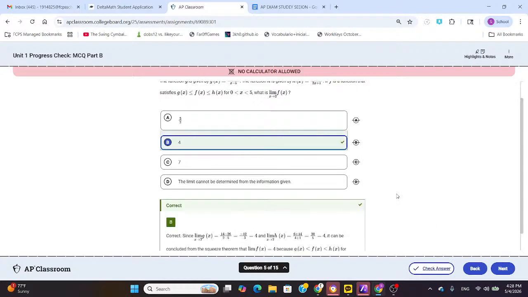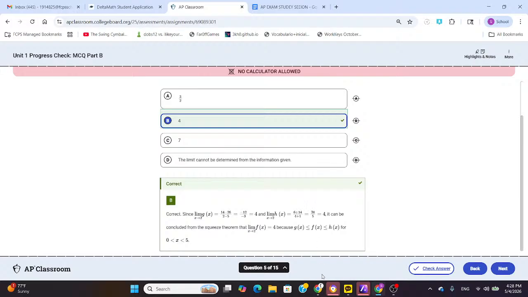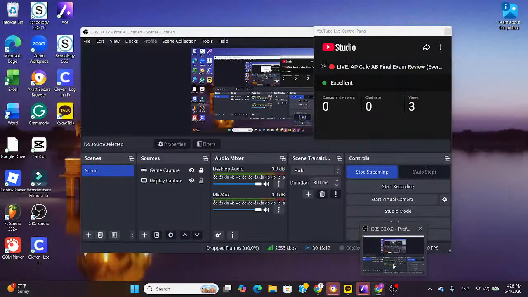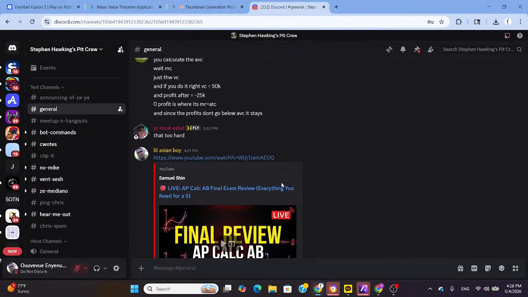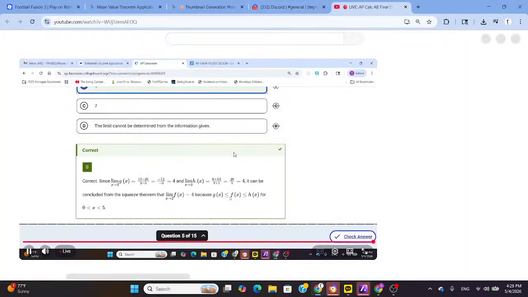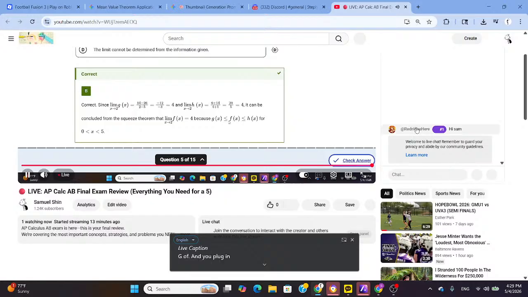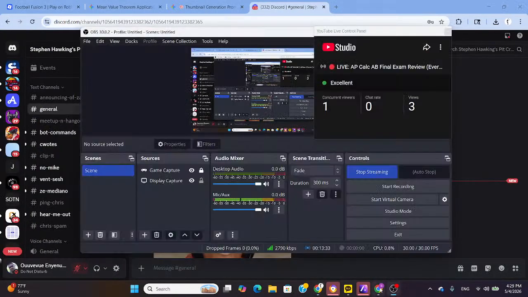Yeah, I told you. And the correct explanation is here: the limit as x approaches 2 of g of x, you plug in 2 for the x's and you get 4, and you get the same thing for h of x. My bad.